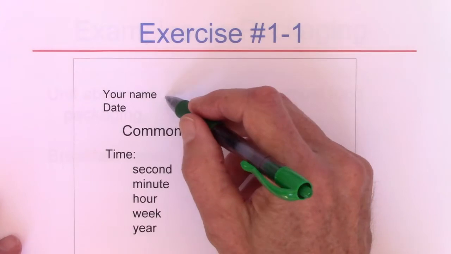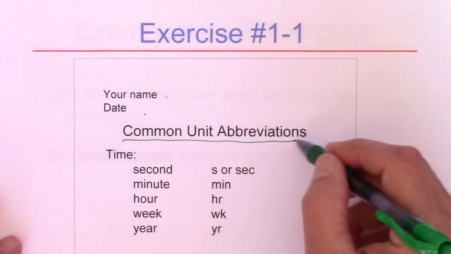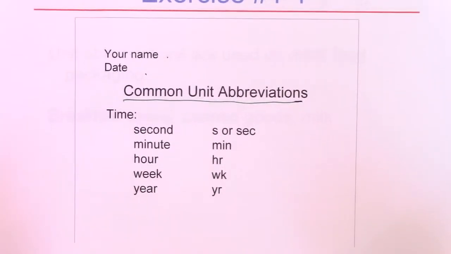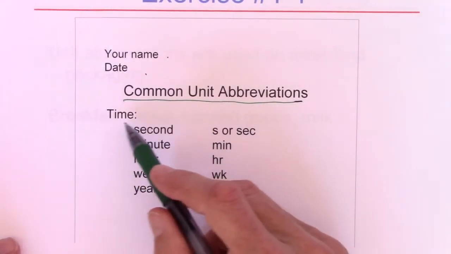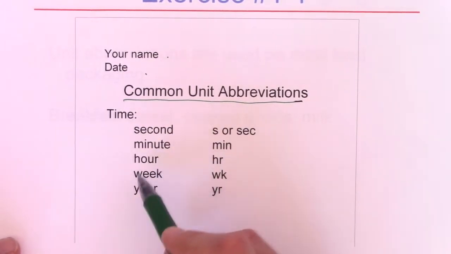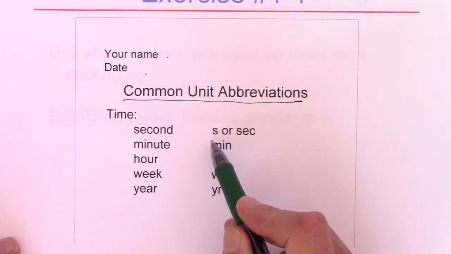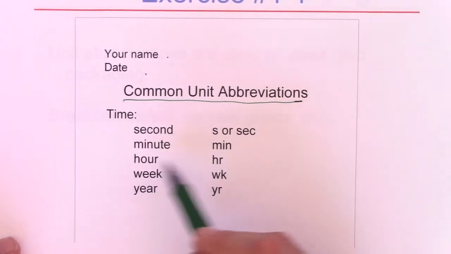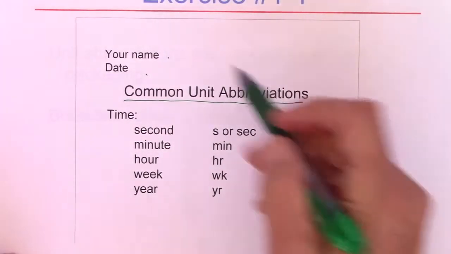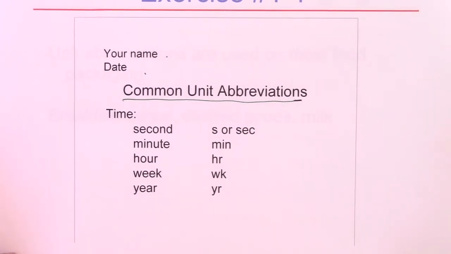So I want you to put your name and date at the upper left-hand corner and the title Common Unit Abbreviations. Then I want you to pause this video and write time for the category. Then these are the full names of the units: second, minute, hour, and so on. And these are the abbreviations. So for example, for second, it's either the letter S or SEC, and so on. So pause this video now and put your name and date and the title and write all this out, and then resume the video.